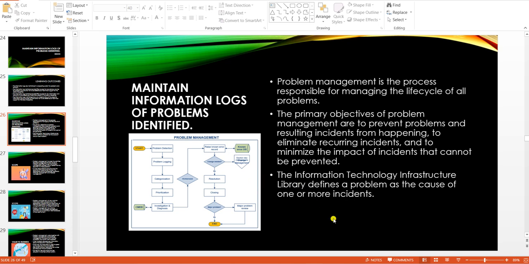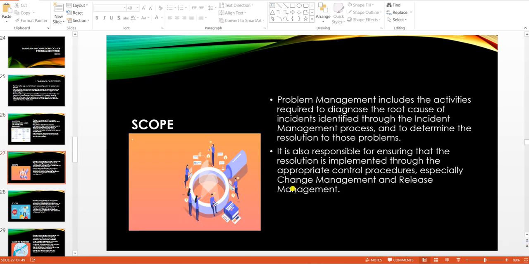And on the next slide, let's look at the scope. The scope, which is part of problem management, includes the activities required to diagnose the root cause of an incident identified through the incident management process. So in this instance, the scope consists of activities, your action items, which are required to diagnose the root cause analysis.